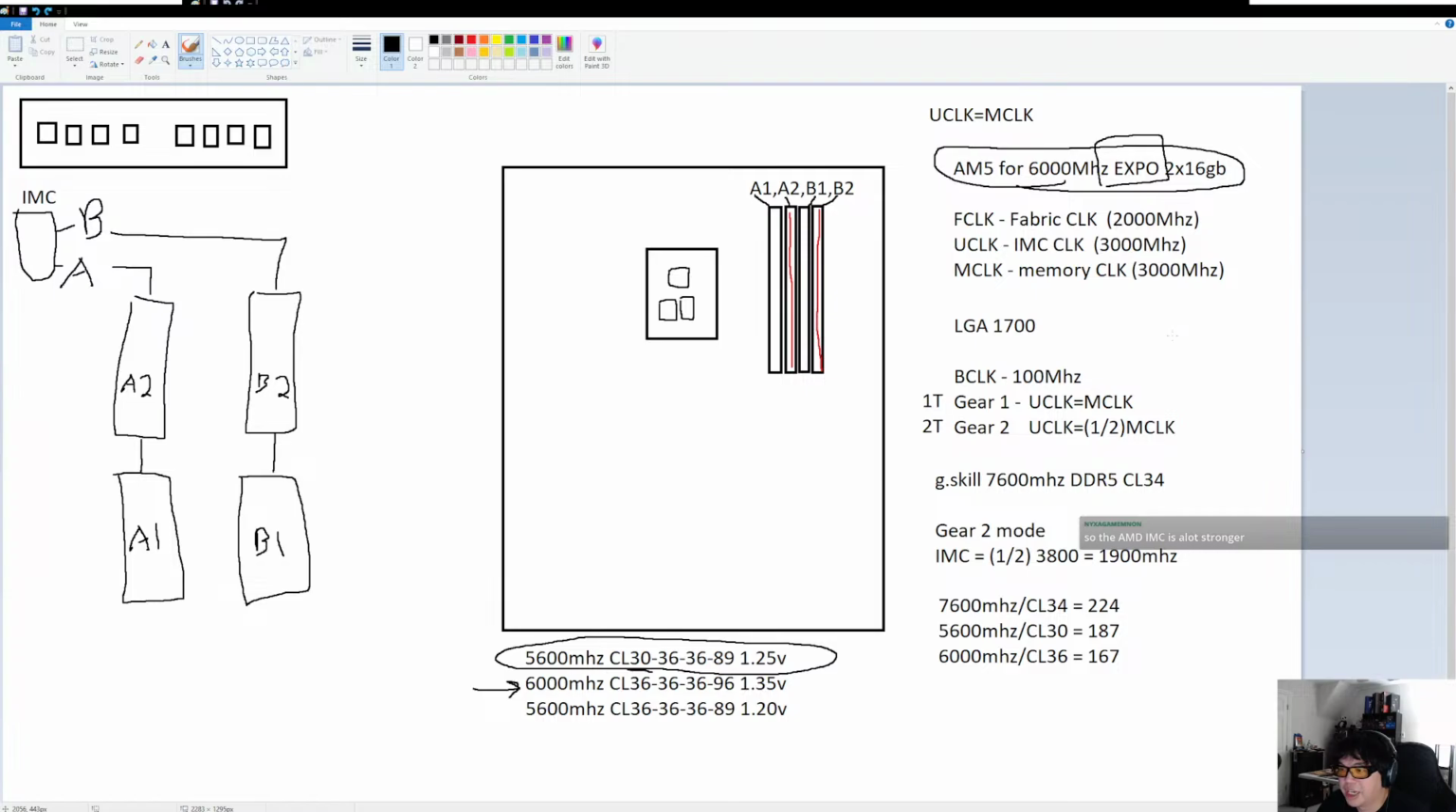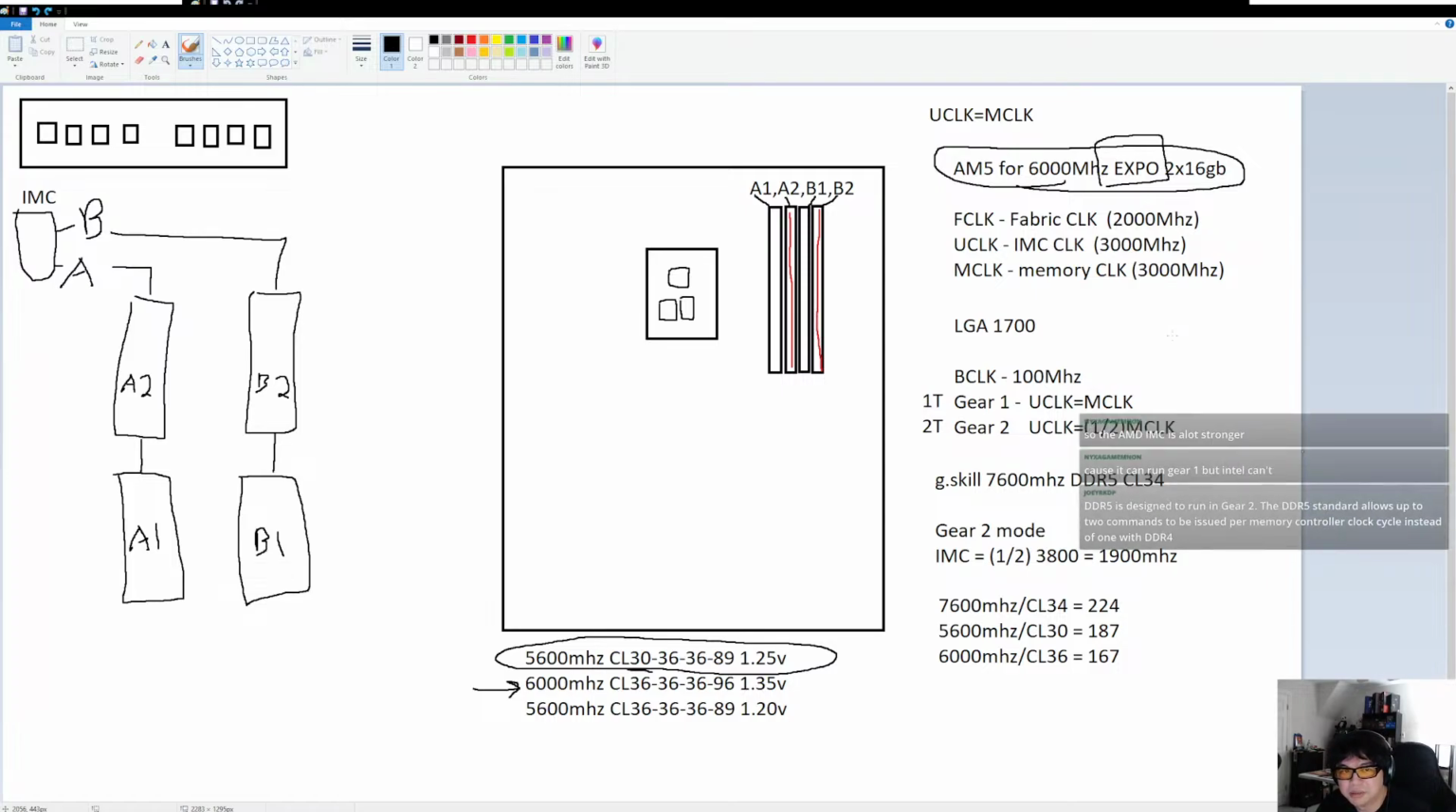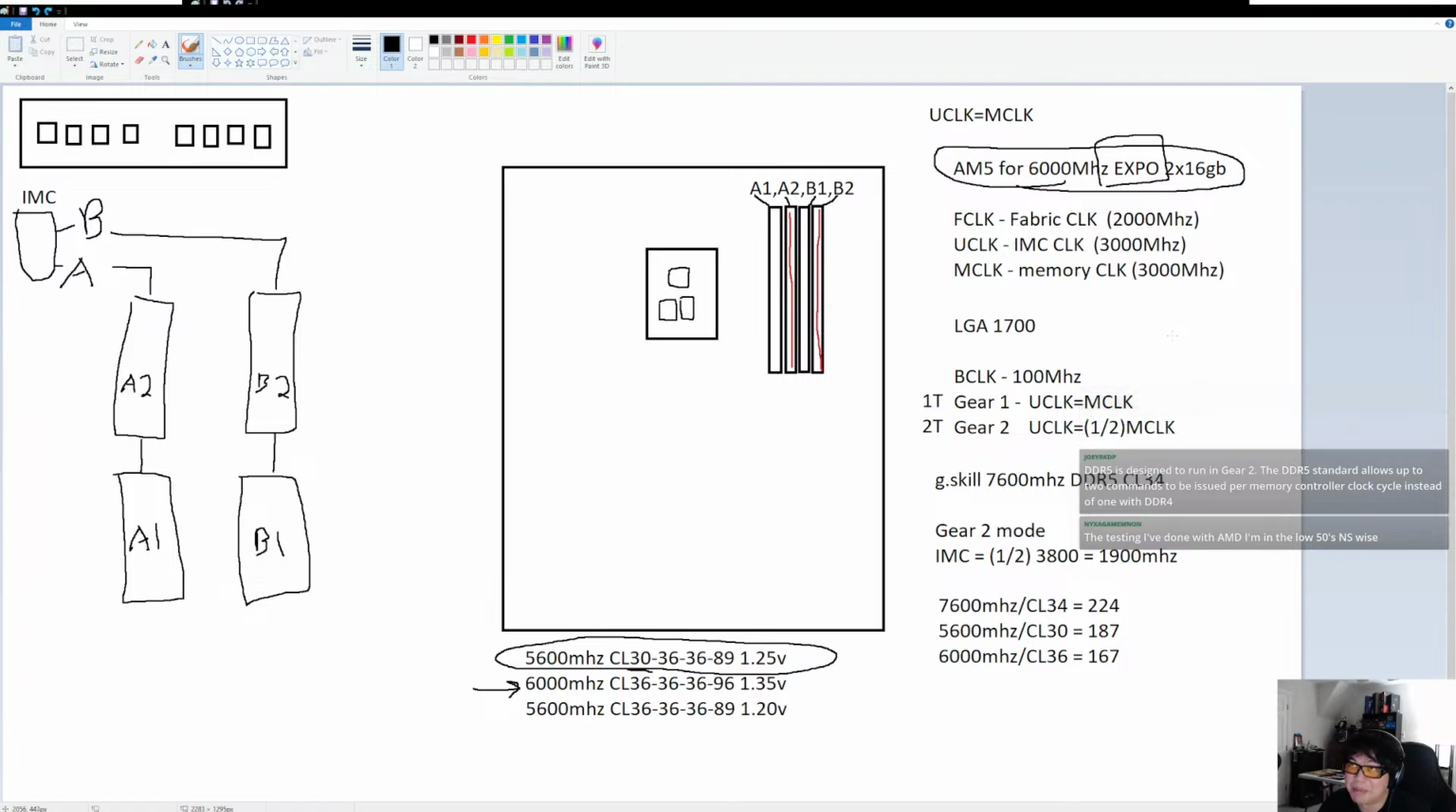The AMD IMC is a lot stronger because it can run Gear 1, but Intel can't. You know, that's an interesting take on it. I mean, I guess because Intel, like at 8000 on the RAM, Intel's able to get up to like 2000, and even then, that means you got a pretty good IMC on the Intel CPU.